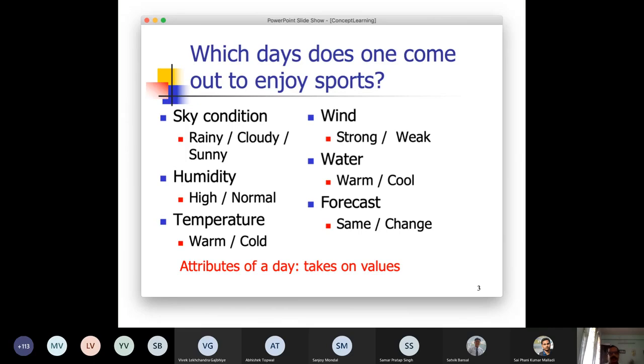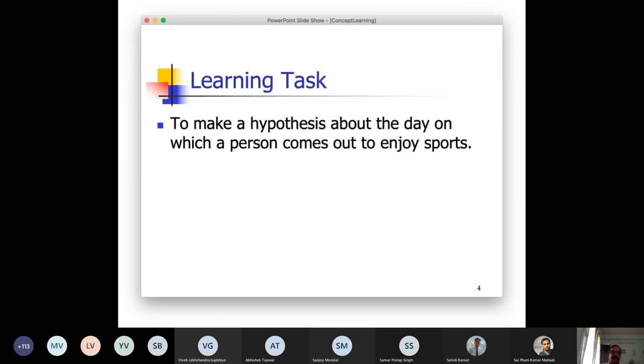Okay, so here the problem definition is that for each attribute you will have a value. That combination will be given to you, and then you will be asked to predict whether that day is good for enjoying sports. Naturally, for the learning, you require experiences, and there would be a labeled data set for that. So this is the problem. This is your learning task.